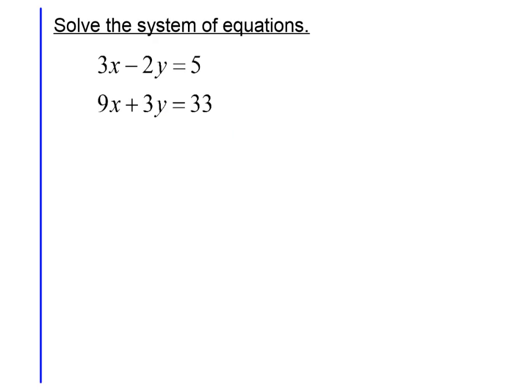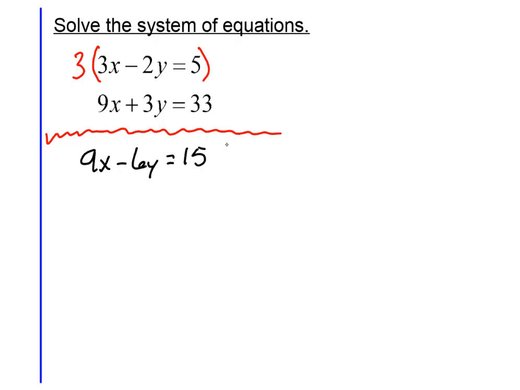The way I do that is I multiply one or both of the equations to transform one set of coefficients into the same number. I can achieve this by multiplying the first equation by a 3. This will turn the 3x into a 9x so that I can continue. Now my first equation will say 9x minus 6y equals 15. And my bottom equation will say 9x plus 3y equals 33.